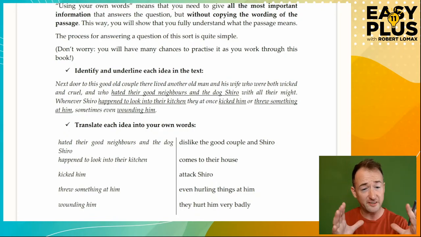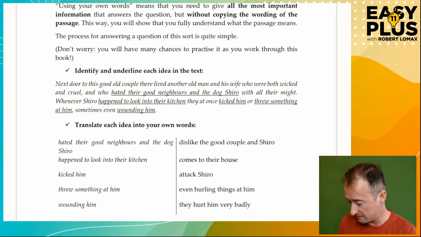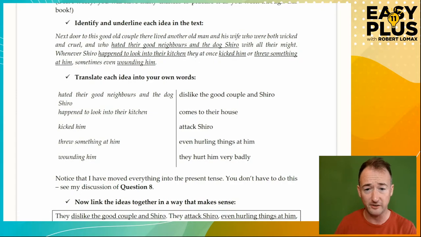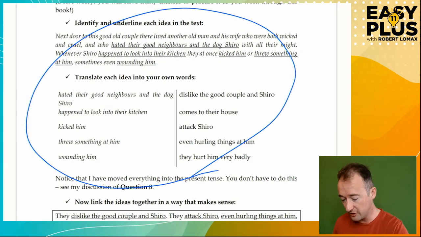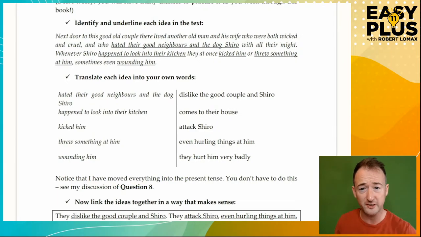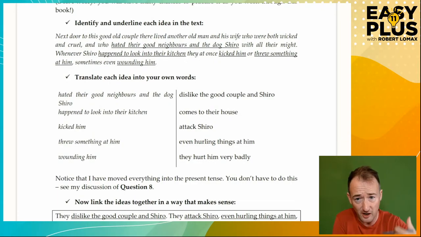I try to teach a really simple process for an own words question. Now, this process may look really complicated, but when you're actually in an exam, you don't write out all this stuff. Once you know how to do this, you just do it in your head. So the first thing you need to do is go through the text and underline the ideas in the passage that answer the question.